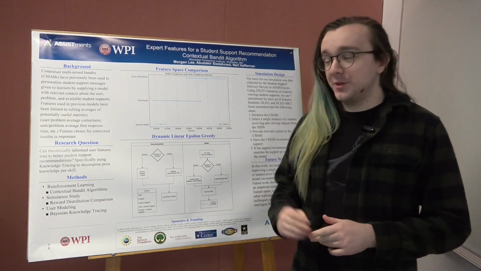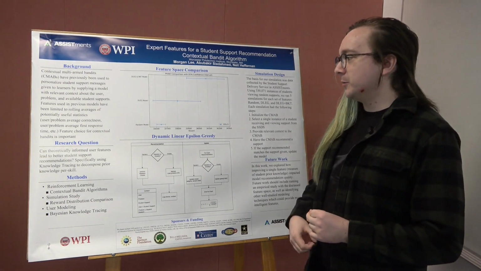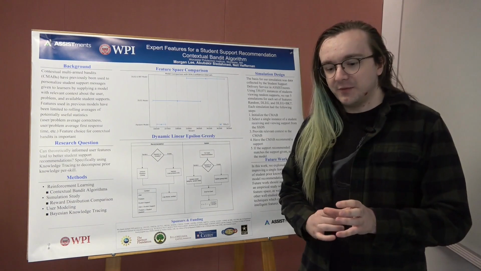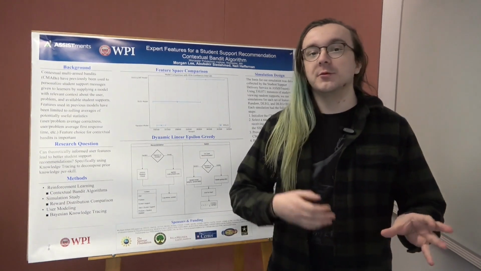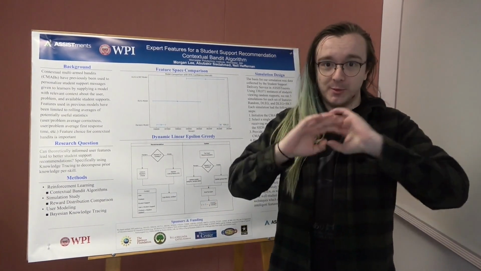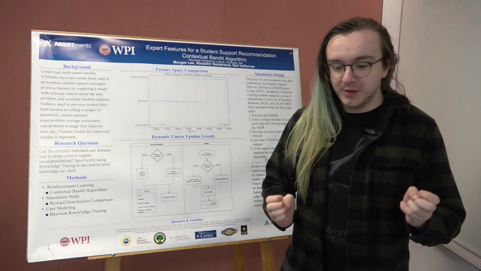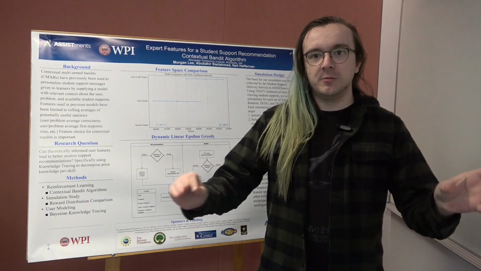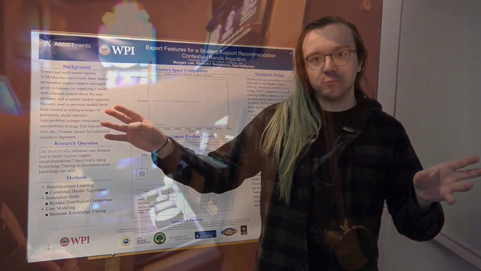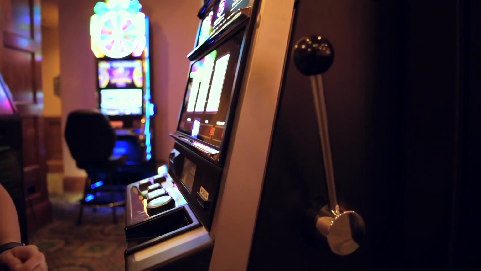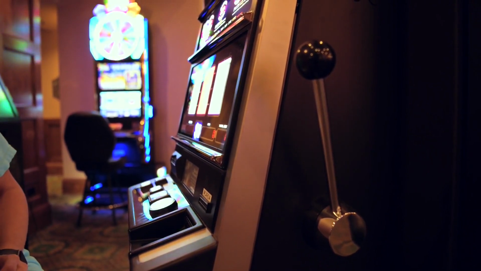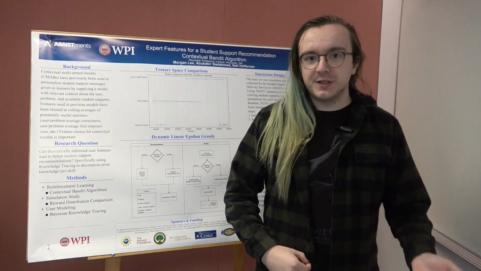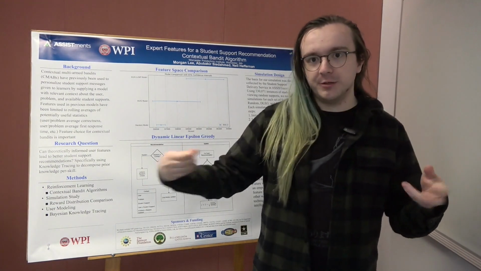So this project was about contextual bandit algorithms and supplying different features to those bandit algorithms to see if we get better recommendations. So I'm going to break down those terms for you. A contextual bandit algorithm, imagine you are in a casino. There are three slot machines right in front of you. You can pull the arm on each one, and each has a different chance of giving you the jackpot. How do you decide which slot machine to go for?